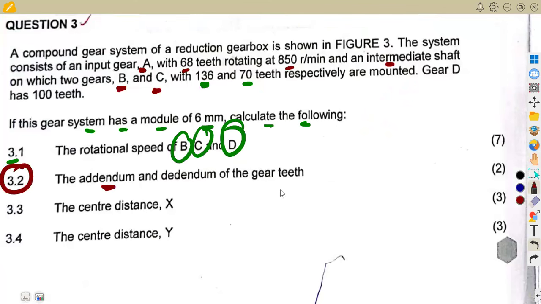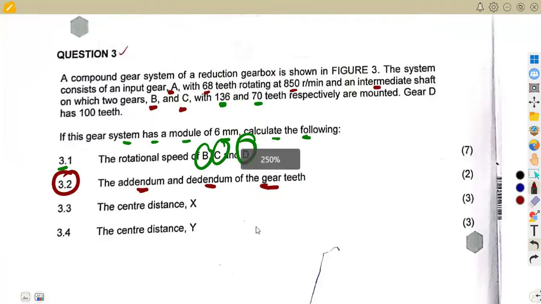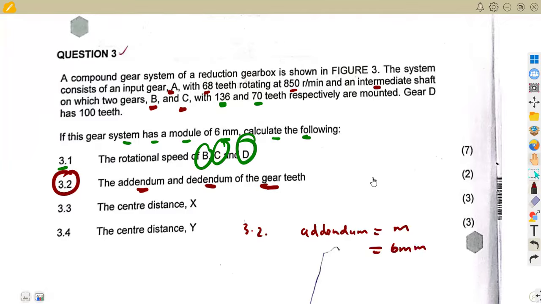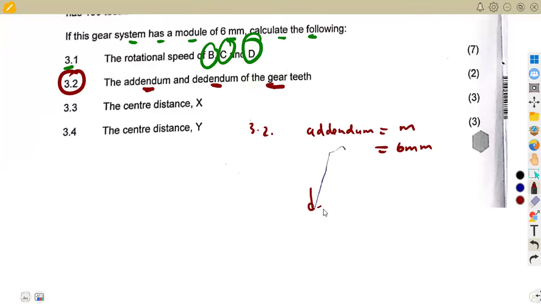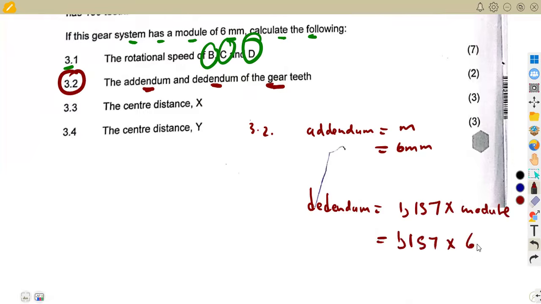3.2, the addendum and dedendum of the gear teeth. So for these ones, we just need the formulas, guys. From the textbook that I'm using, it states that the addendum is simply equivalent to the module, M. And our module is 6 millimeters. Then the dedendum is the product of 1.157 times the module. This is the formula. So it's going to be 1.157 times the module, which is 6 millimeters.